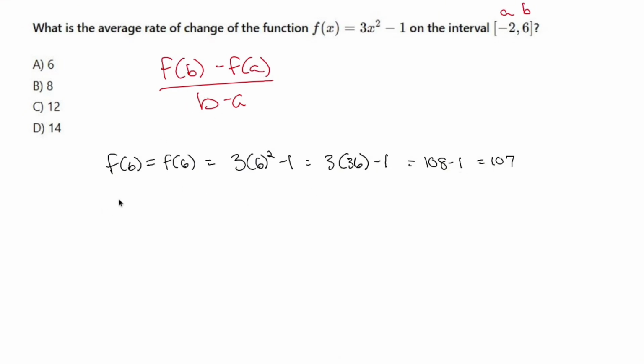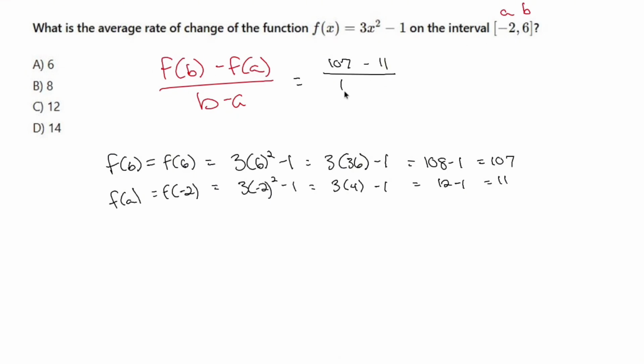Now I can find out f of a by doing the same thing but plugging in -2. So f of -2 is going to be 3 times, that's a 4. I was working ahead in my brain. 3 times -2 squared minus 1, which is 3 times positive 4 minus 1, which is 12 minus 1, which is 11.